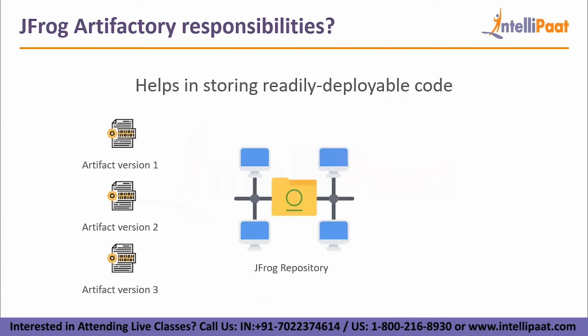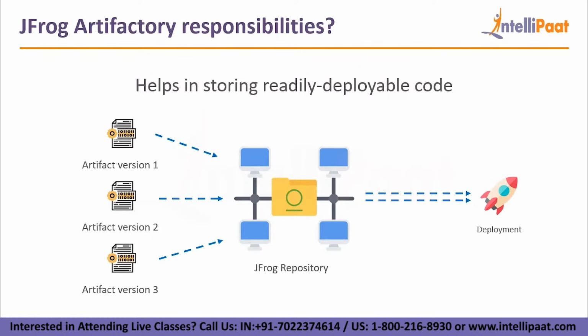Now the first thing JFrog helps with is storing readily deployable code. So whichever artifact is the result of the latest source code that has been compiled will be stored in JFrog Artifactory. Like how we talked about an artifact repository, this is the same function that JFrog Artifactory performs. The first artifact version will be stored in JFrog, which will then send it for deployment. Then the second one will be stored and sent for deployment. And the third one will be stored, which also would be sent for deployment.